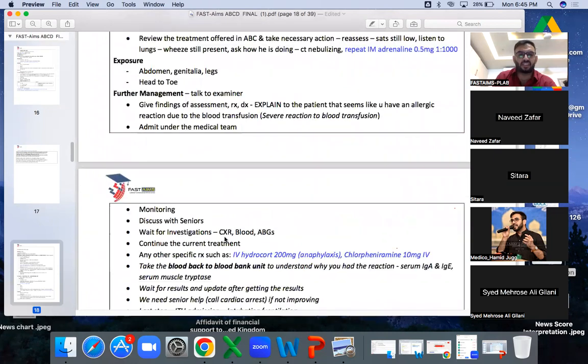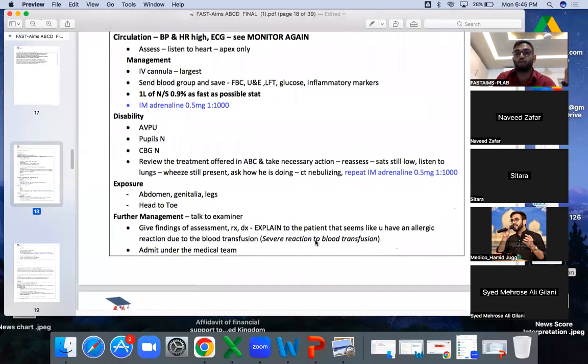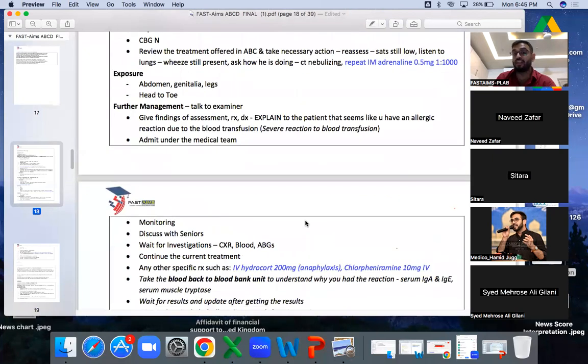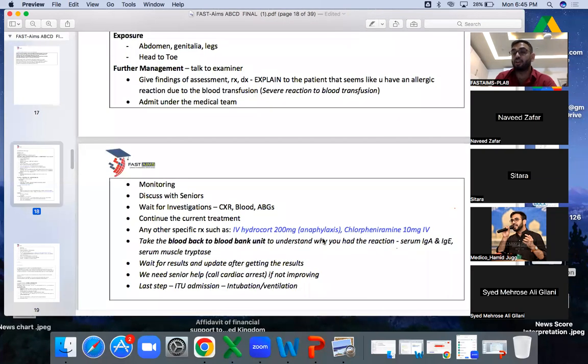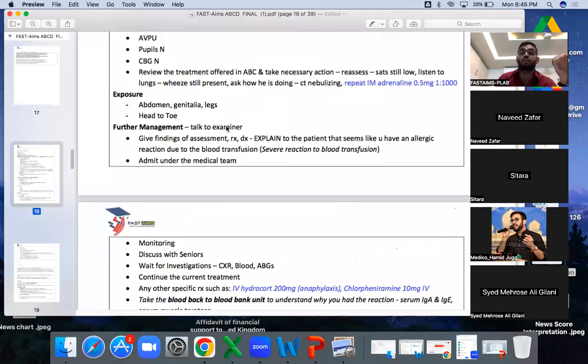Then in the further management, the specific treatment is hydrocortisone for anaphylaxis. After doing this, because the IV cannula is there, you will give 200 mg hydrocortisone. You can give that along with adrenaline. Do not wait till the end; if there is any problem, you should give hydrocortisone there. Okay. The next step of management after adrenaline is hydrocortisone.